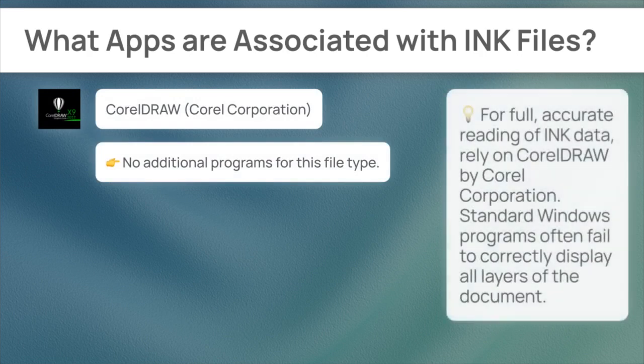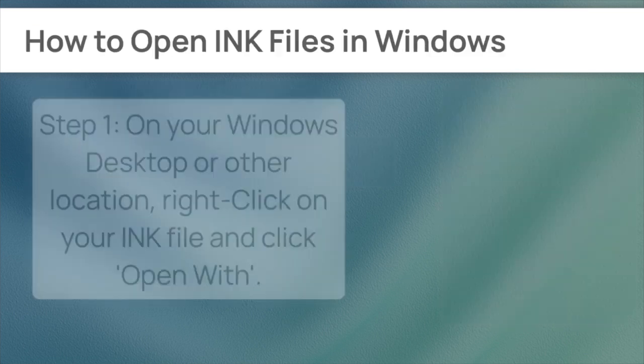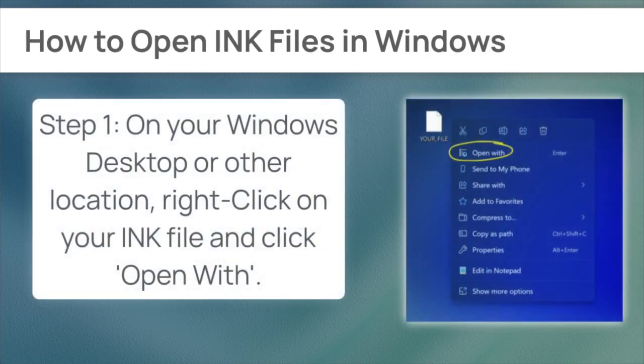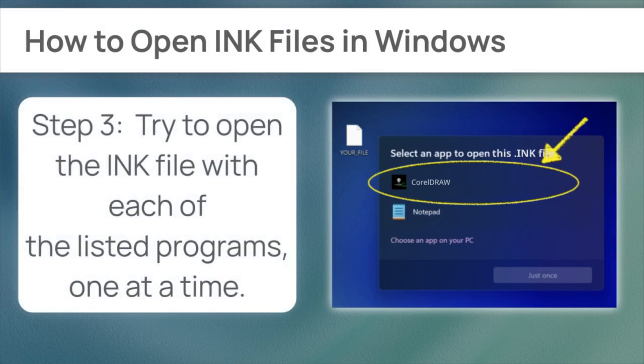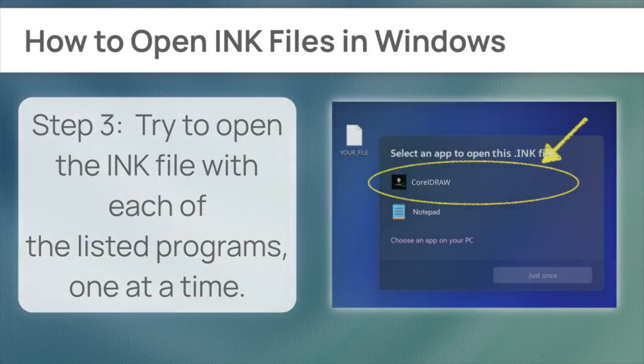Proper interaction and modification must be done through a dedicated utility for stability. Windows can show thumbnails, but layered or advanced edits require full design programs. Open the context menu by right-clicking your INK file and choosing Open With. Try CorelDRAW first, as it's the standard. If it doesn't appear, choose another application and continue testing compatibility.